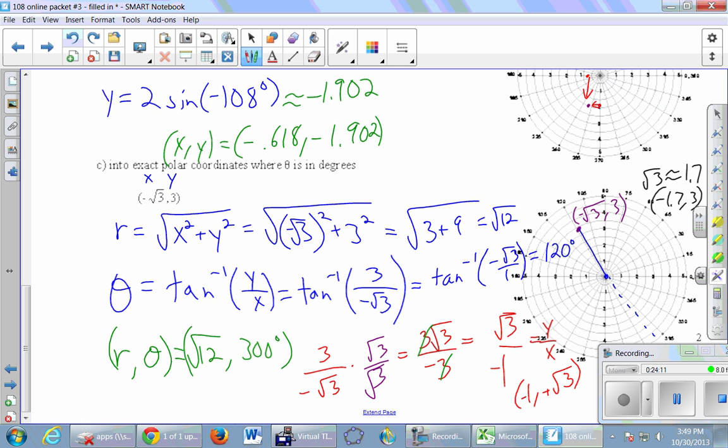So you do have to be careful. You can't just blindly use inverse tan, because there are always two angles that will work, and you've got to make sure you pick the one that's reasonable. And so to find that, you've got to plot the point.